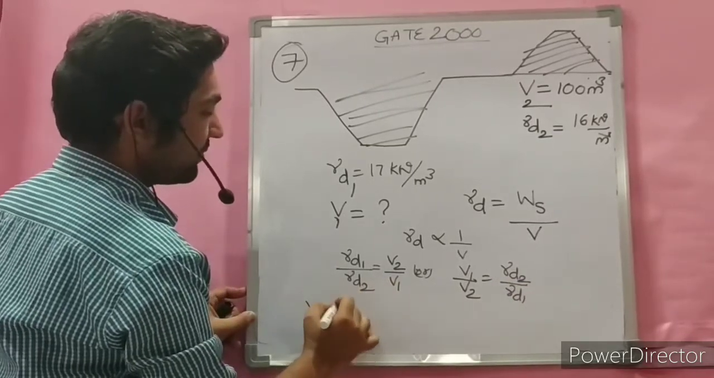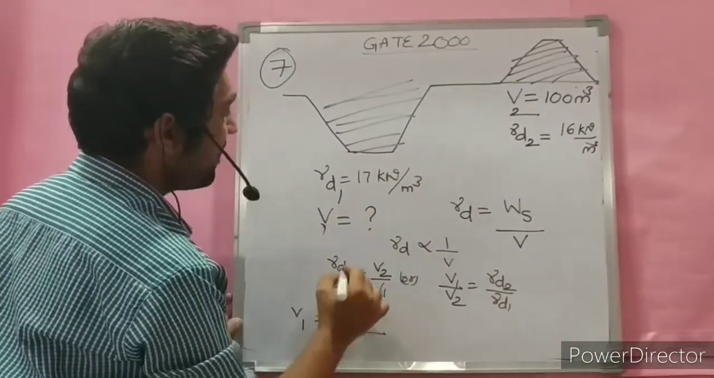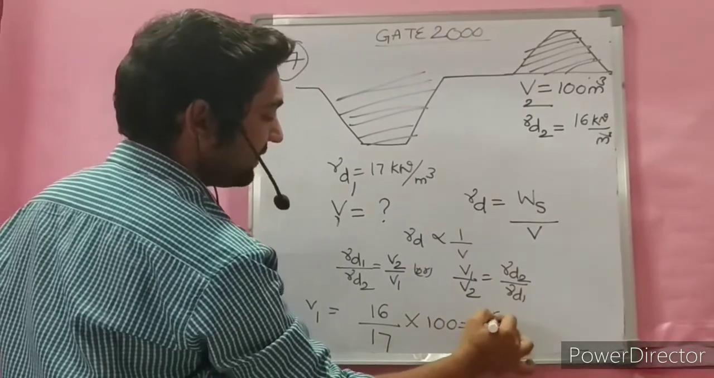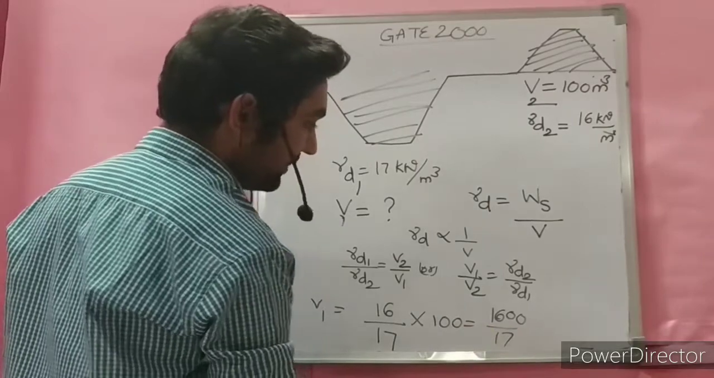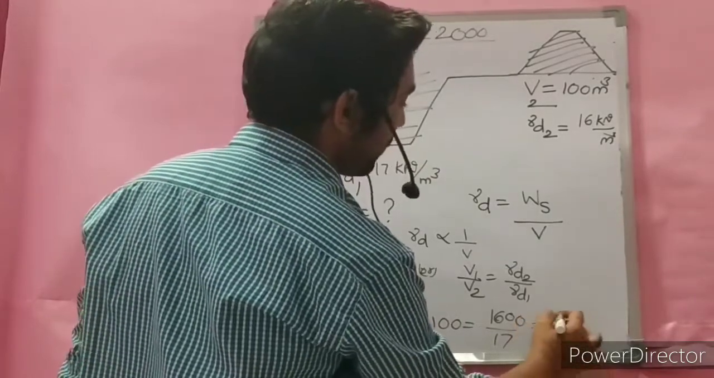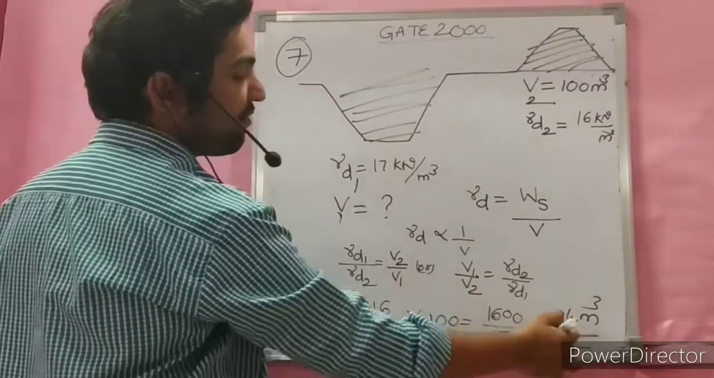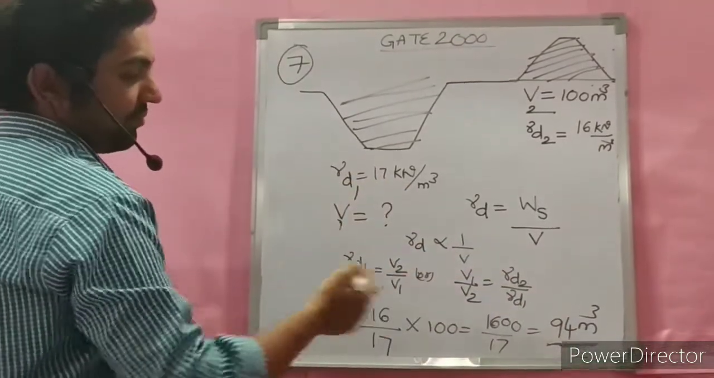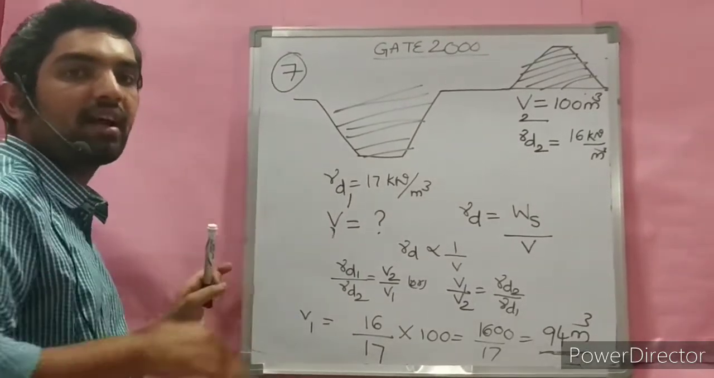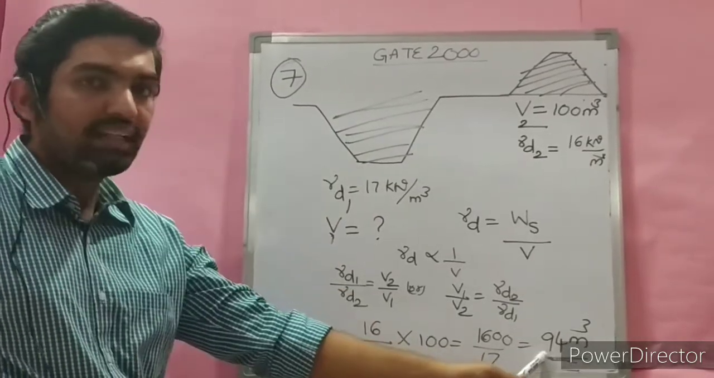You want V1. All other data are here. Gamma D1 is 17, V2 is 100. So 16 by 17 into 100, which is 1600 by 17. The answer comes to around 94 meter cube. You can simply calculate it by dividing 17 nines like that, because this was a GATE question and a calculator is allowed. For the IAS objective question a calculator is not allowed. In IAS subjective, again, a calculator is allowed. So the answer for this question is 94 cubic meter.